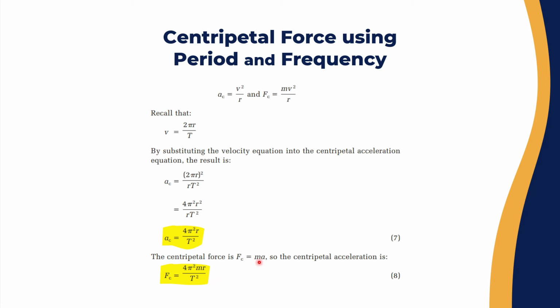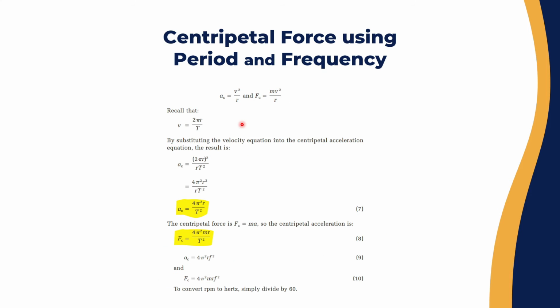And the FC, we know it is equal to mass times acceleration. That would be 4π² multiplied by m times r over T squared. Now we know frequency is 1 over T. With that in mind, we can say AC, or the centripetal acceleration, equals 4π² r f squared, where f is frequency. And the FC, or centripetal force, equals 4π² multiplied by m times r times frequency squared.